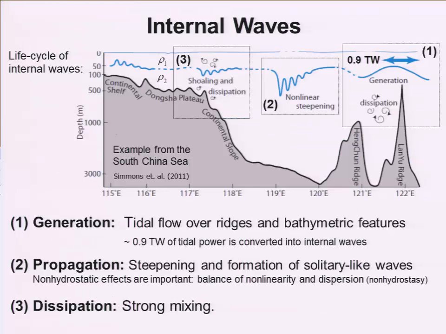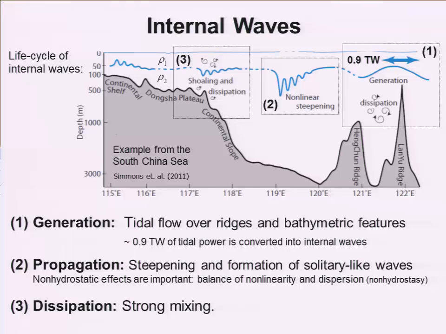So this is a schematic of the life cycle of internal waves. Internal waves are usually generated from tidal flow over ridges and bathymetric features. Almost 1 terawatt of tidal power is converted into internal waves, and all this power ends up being dissipated from internal wave breaking on the shelves.